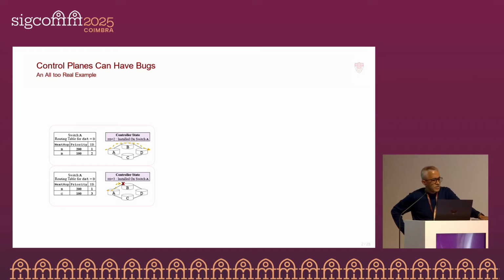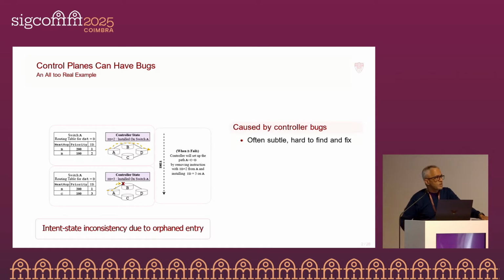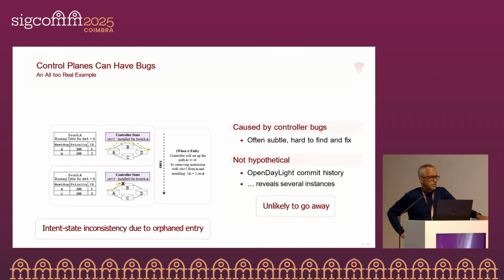And when B fails, the controller updates the network state and thinks it's done the right thing. Unfortunately, with the orphaned entry, the traffic still goes through B and gets dropped. And so this inconsistency, we call this intent state inconsistency, results due to controller bugs. And these bugs can often be extremely subtle to find and fix. Right? But they're not hypothetical. So we did an analysis of OpenDaylight commit logs over a significant period of time. There are several examples of these kinds of bugs.